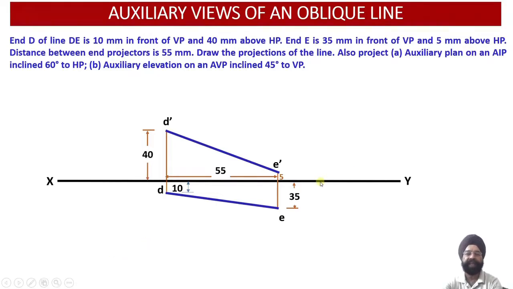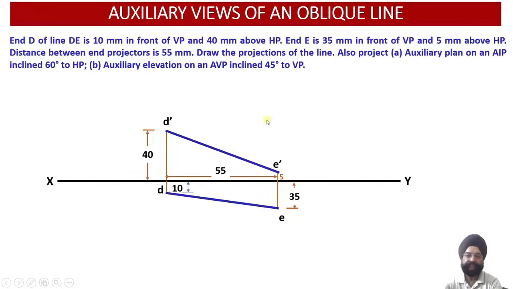But here the criteria is that I want to see, if my observer is located at an angle of 60 degree to the horizontal plane, how much length of this line will be visible to that observer. Now this 60 degree you could have taken it this way, or this way. So AIP angle 60 degree you could have taken it this way or this way.